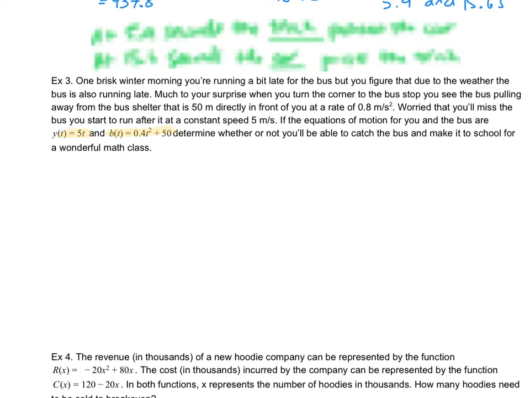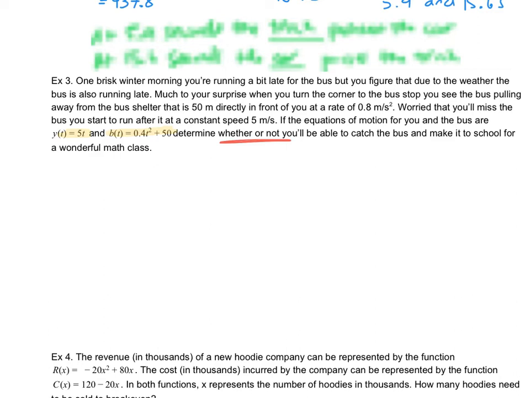Now notice, the question is not asking you when you'll catch up to the bus or at what distance you'll catch up to the bus. It is asking you whether or not you'll be able to, which is really just asking you, is there a point of intersection? Because if there is a point of intersection, then you do catch up to the bus. If there is no point of intersection, you miss it and you don't get to math class.